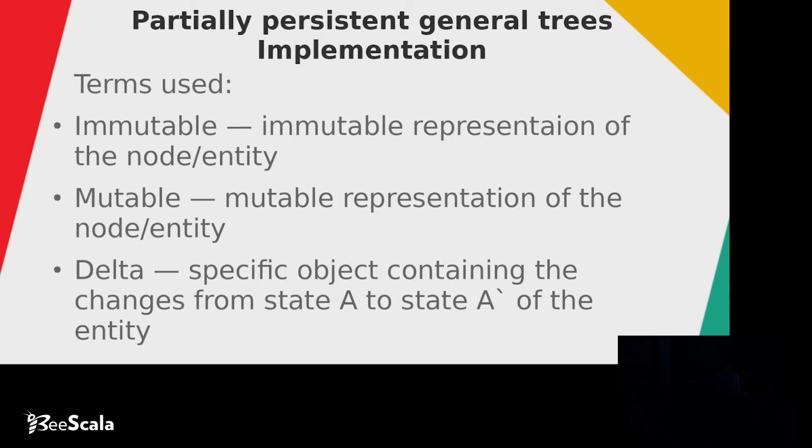For the version transitioning, we are using so-called deltas. A delta is a specific object containing the changes from state 1, or state A, to state 2, or state B. So it generally contains the fields that have changed in a compact way. That guarantees us that the transition from one state to another state can be as compact as possible.